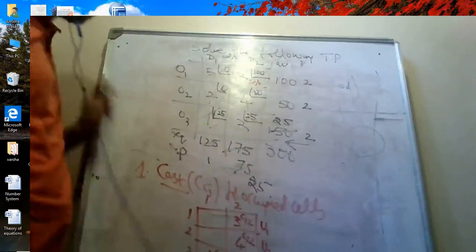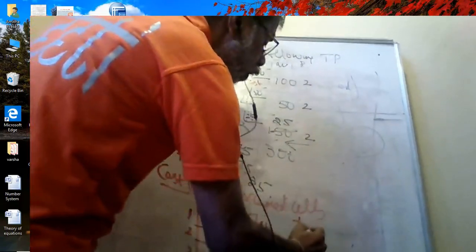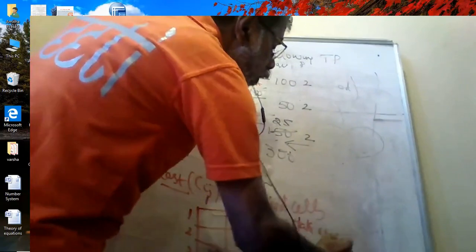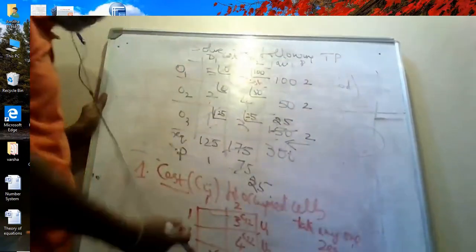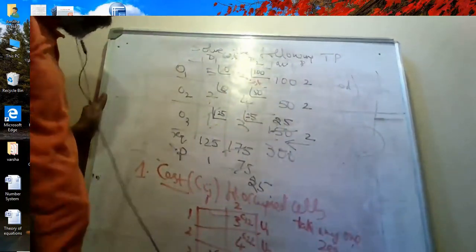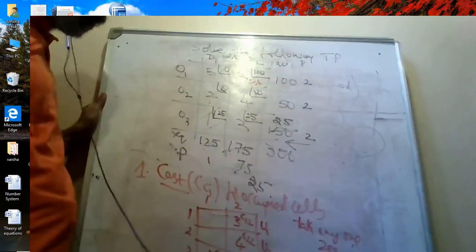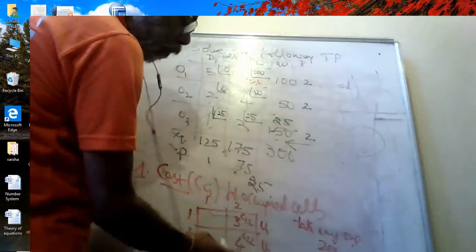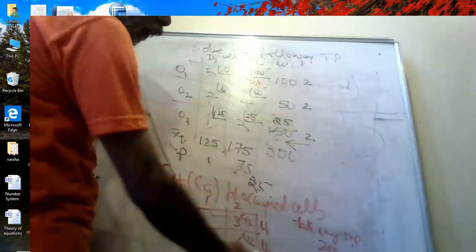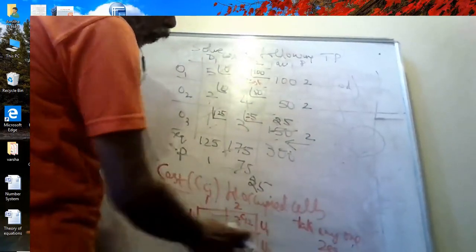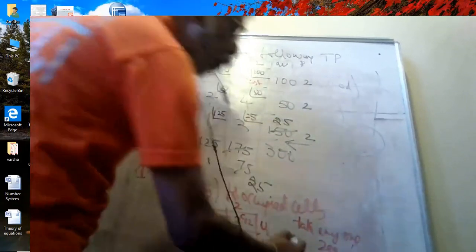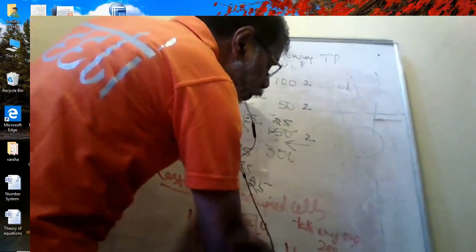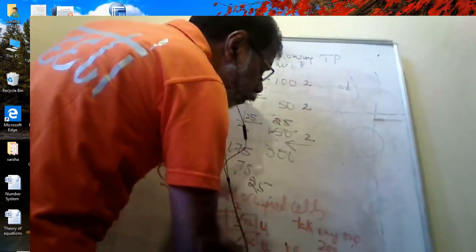Then take any one of them as 0. You can take u1 as 0, u2 as 0, u3 as 0, v1 as 0 or v2 as 0. So v2 has maximum allocations. See, u3 has only 2, u2 1, u1 1, v2 has got 3 allocations. So therefore take v2 as 0. Let v2 equals 0.